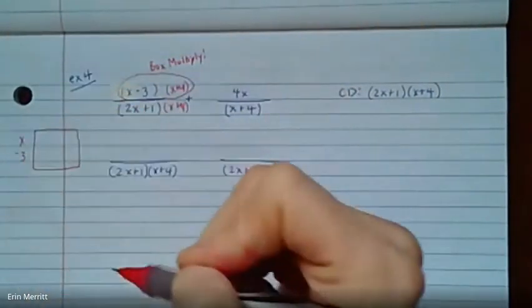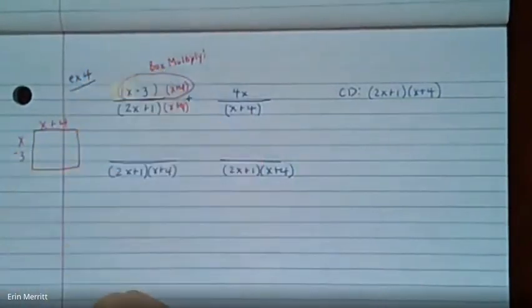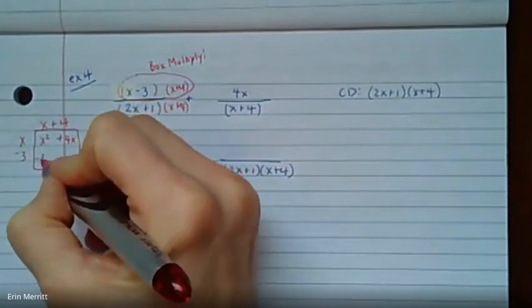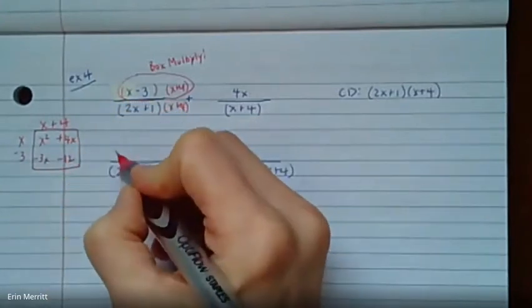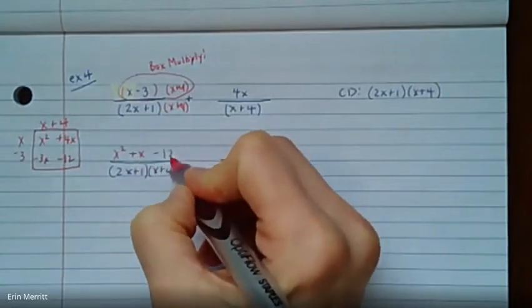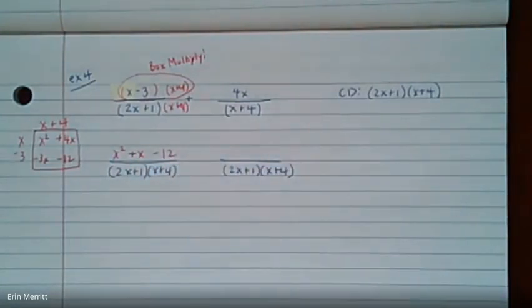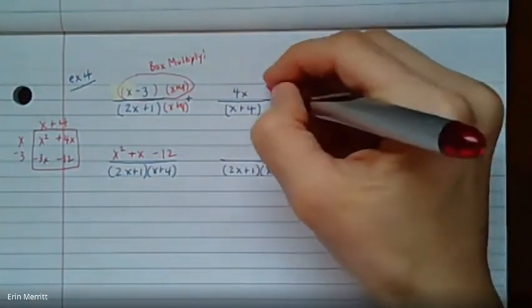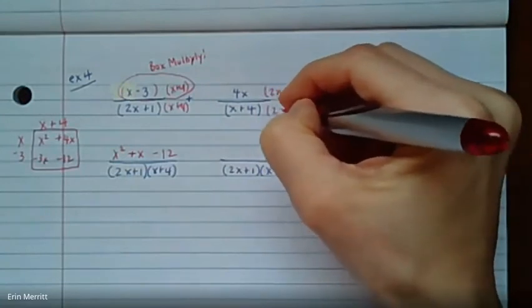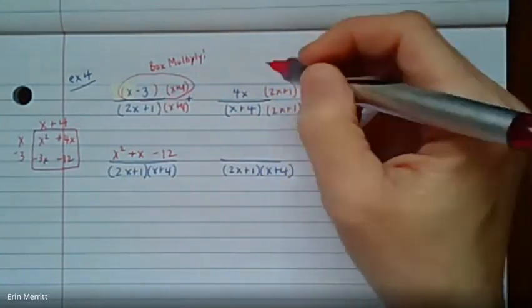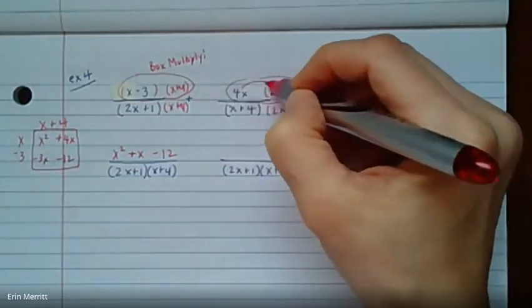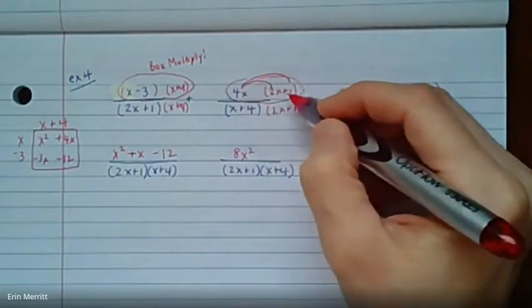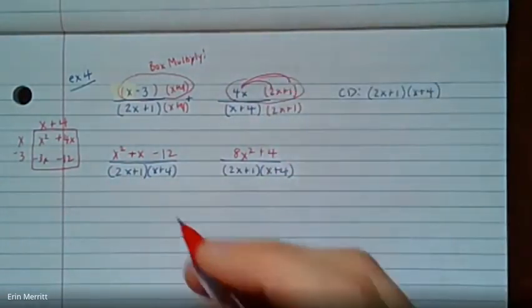So x minus 3 and then x plus 4. That's going to give me x squared plus 4x minus 3x minus 12. So x squared plus x minus 12 is my new numerator. For the second fraction, I have the x plus 4. I'm missing the 2x plus 1. So multiply by 2x plus 1 and 2x plus 1. And in this case, when I multiply this out, I'm just going to distribute. So 4x times 2x is 8x squared. 4x times 1 is just plus 4x, right?